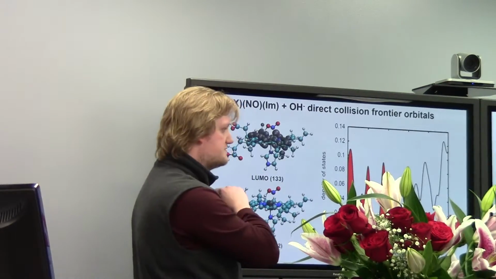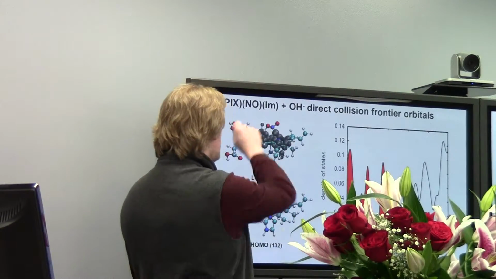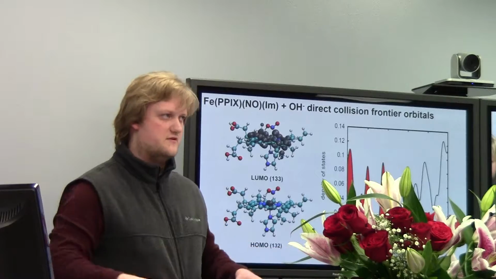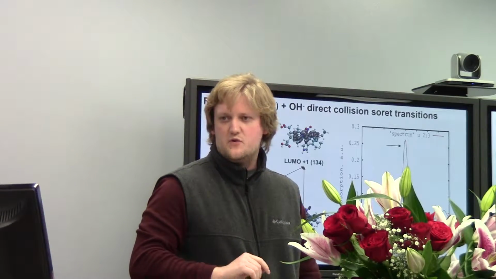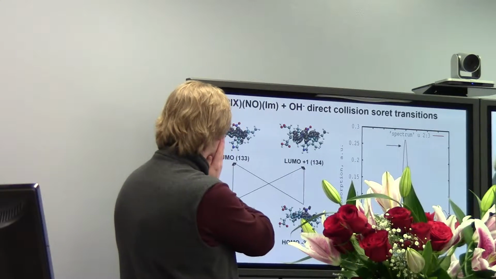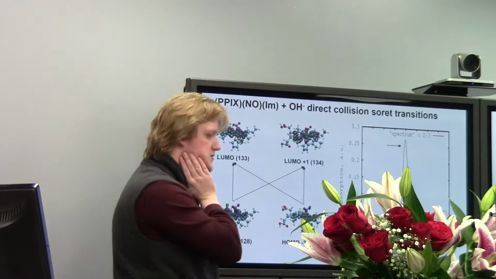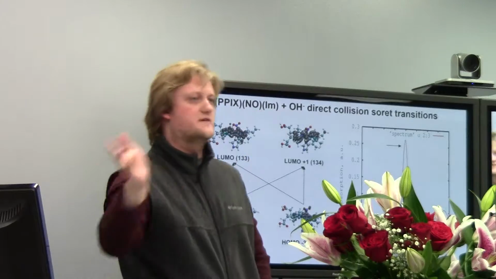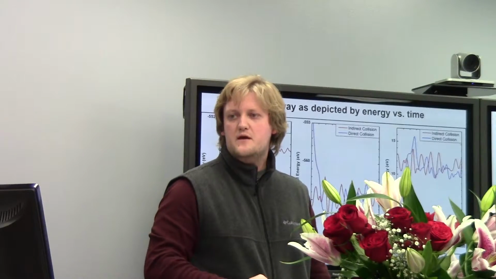Charge density on the iron center, slightly different from what we've seen before. We have charge density now back on the porphyrin rings for our LUMO. More interestingly, if you recall, with our Soret transitions, those were in the LUMOs partially localized on ligands. It's not anymore, it's back on the porphyrin ring.